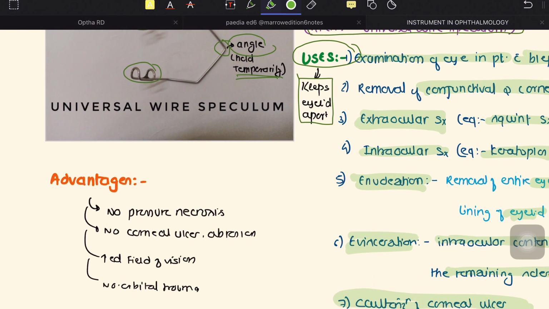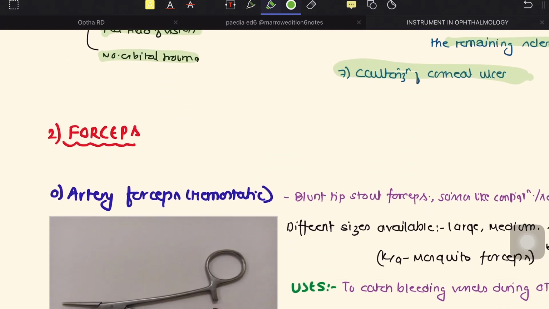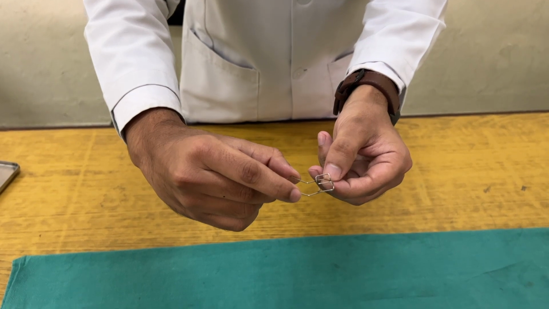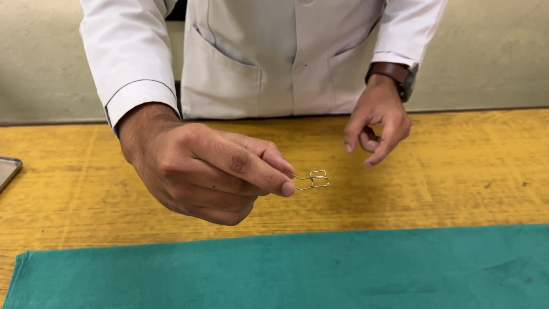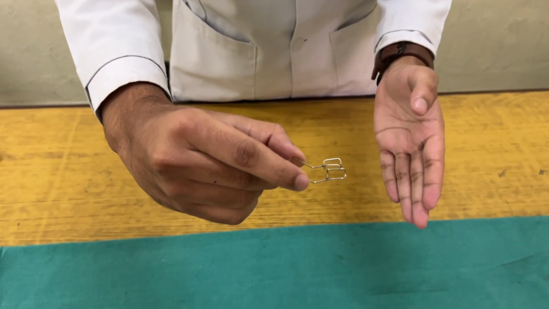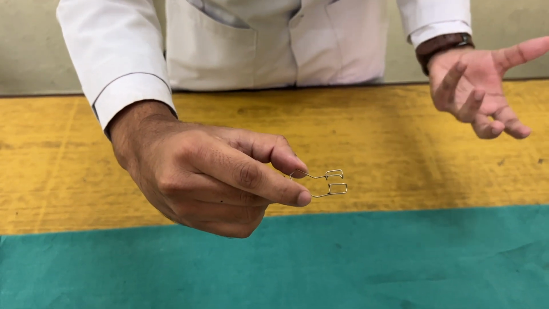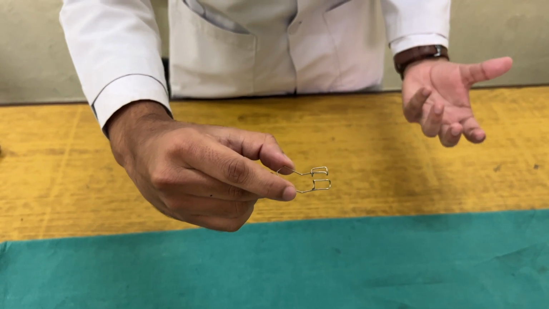What are the advantages of this wire speculum? Since it is a very light instrument, it does not cause any pressure necrosis. It does not cause any corneal ulcer or abrasion. It increases the field of vision during surgery, and there is no orbital trauma using this instrument. So this is the universal metallic wire speculum. As you can see, it is a very light metallic instrument, so it has various advantages because of that. It doesn't cause pressure necrosis, and it usually does not cause any injury to the eye, like corneal abrasion and such.